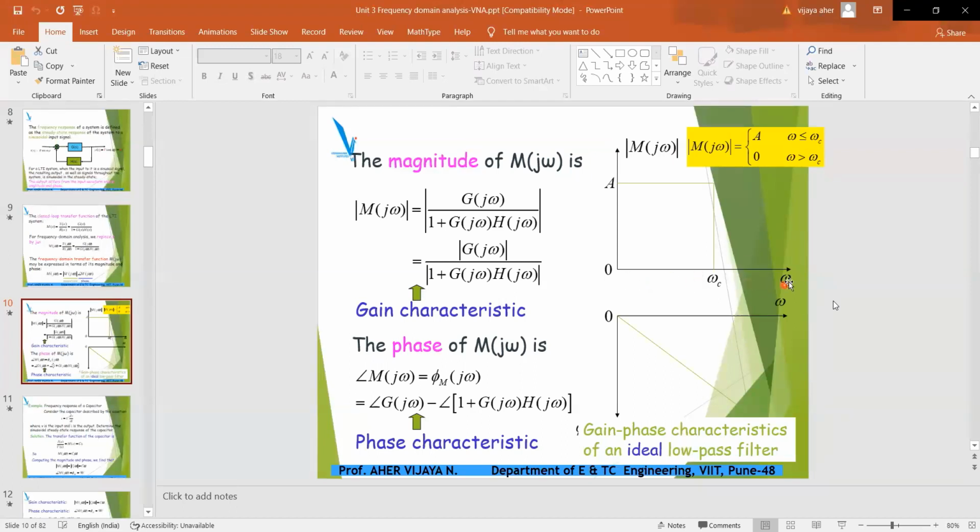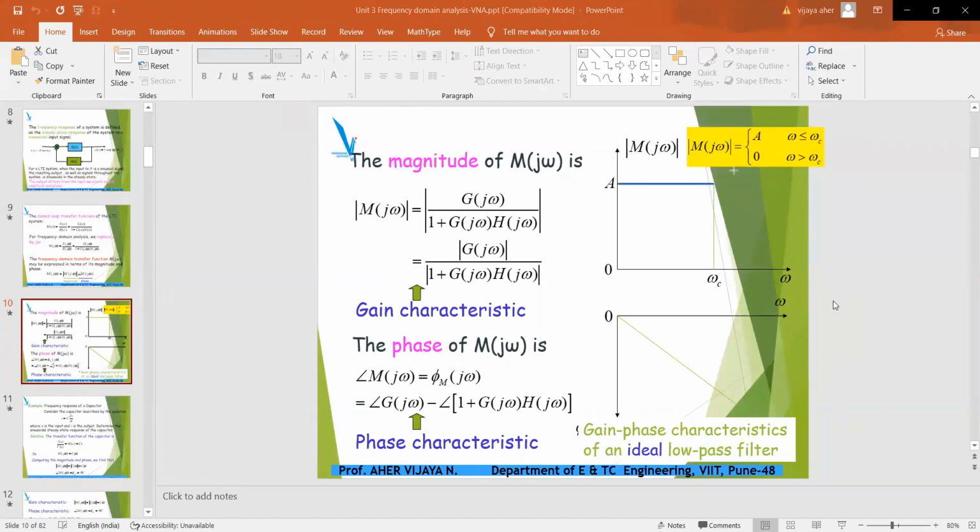So see here, this is your ω. When this ω is less than or equal to ωc, that means from this point, before this point, less than and equal to means before this point ωc. This frequency is less as compared to ωc or is equal to ωc. So from 0 to ωc, the magnitude of M(jω) is equal to A. So I have drawn this line A. Okay, I have drawn this line A from 0 to ωc.